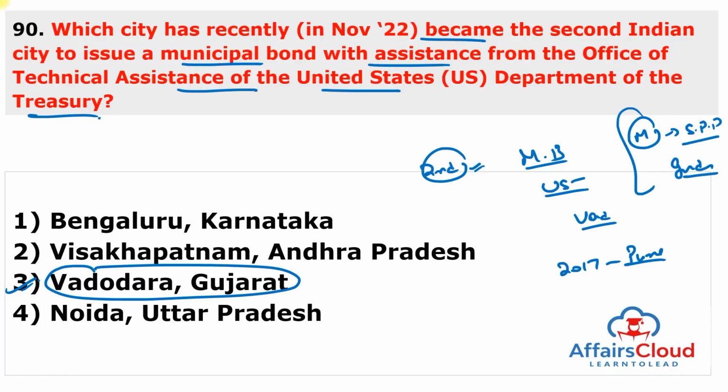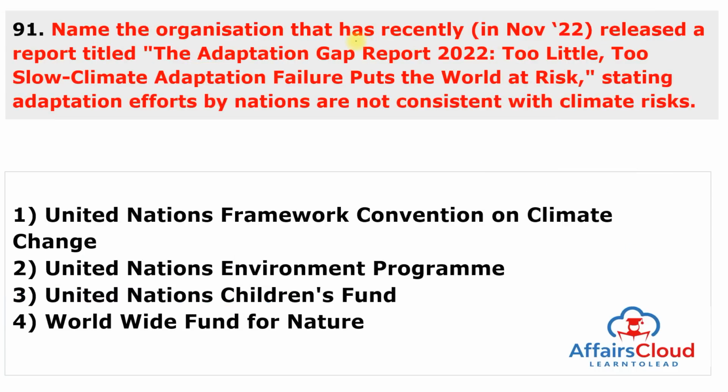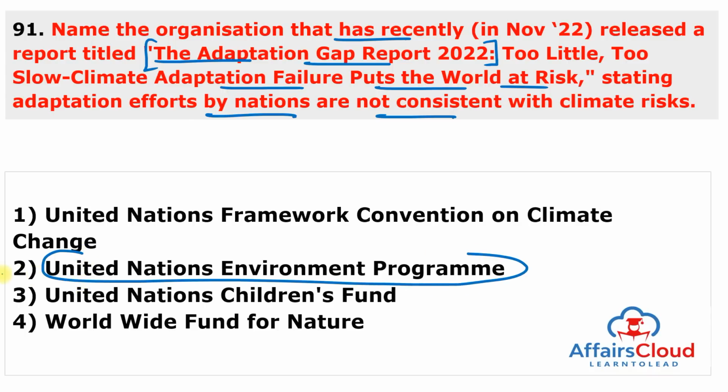Moving to next question. Name the organization that recently released a report titled the Adaptation Gap Report 2022, very important. Too little, too slow: climate adaptation failure puts the world at risk, stating adaptation efforts by the nations are not consistent with the climate risk. And this organization is United Nations Environment Program. Answer of this question is second. So this is UNEP who released a report titled the Adaptation Gap Report of 2022.